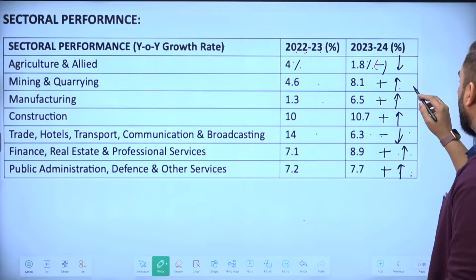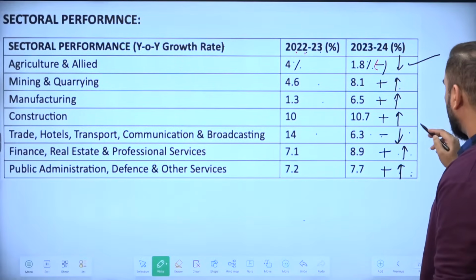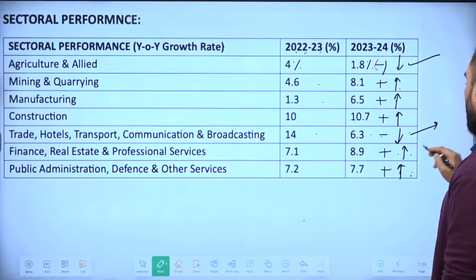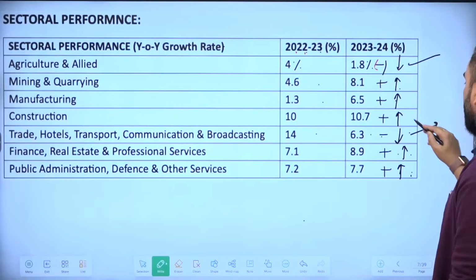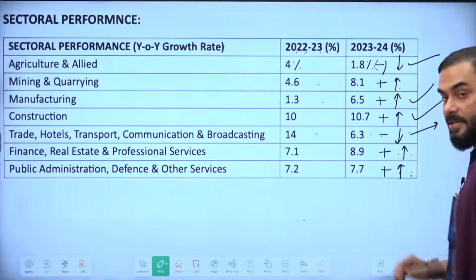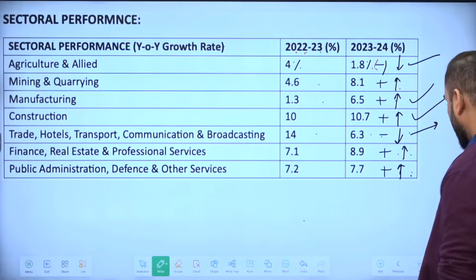Others have done well, which means that if I have to find the negatives, I will say agriculture, we need to improve, and trade, hotel, we need to improve. But who saved us? Construction saved us, and manufacturing saved us. Big saviors for the economy this time.